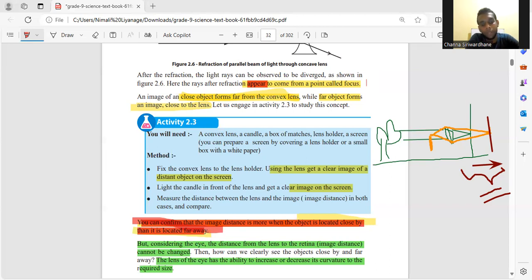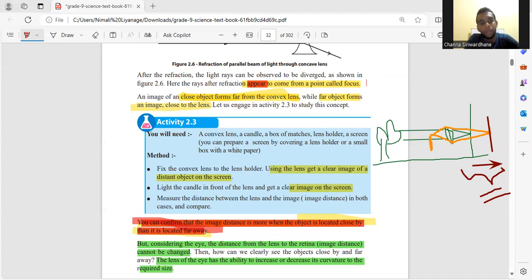Main points you have to remember about convex lenses. First point: you can number it as A, Roman number 1 again, or Hindu-Arabic number 1, or anything.